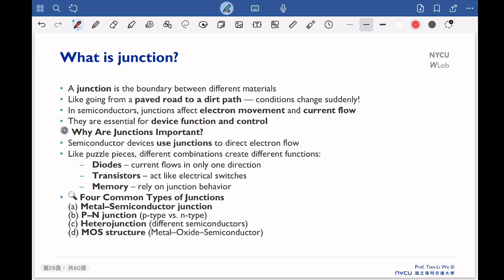Okay, so now we have finished the materials, and the next thing is we start to talk about the device. And before we talk about the device, there's a crucial concept, what we call the junction. The junction is a boundary between different materials.